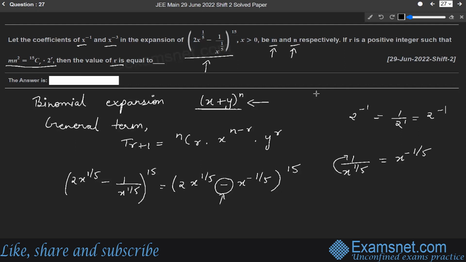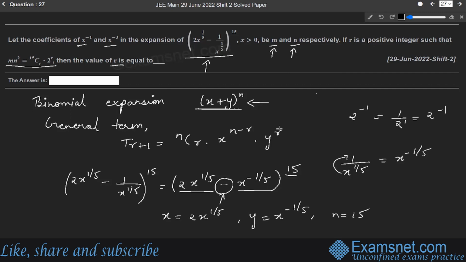Okay. Firstly, except this negative sign, when we compare this whole term with the given form (x plus y) power n, what is x? x is the first term. Means this is the value of x and this is the value of y. y is the second term and this is n. So when we compare this term, we have x is equal to 2x power 1 by 5, y is equal to x power minus 1 by 5 and n is equal to 15, right?